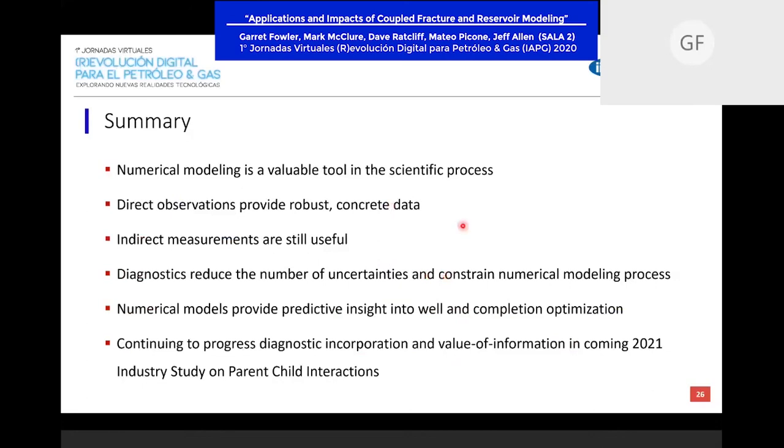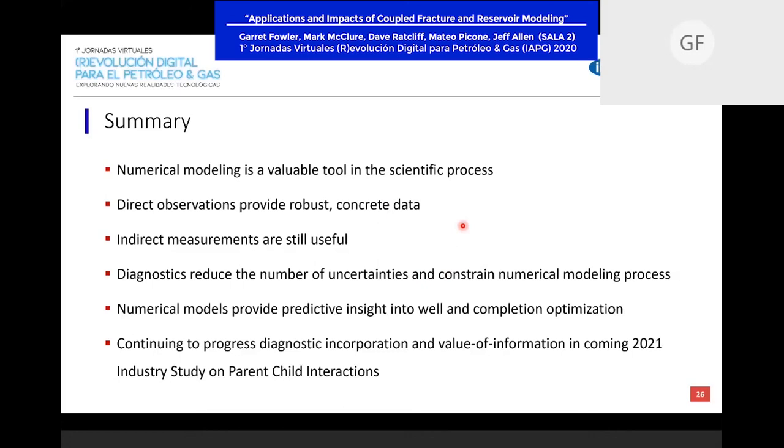Direct observations provide very robust, concrete data that we're measuring explicitly at a point in time. But indirect measurements are also still useful, like microseismic and DFIT and step rate testing. There is just more of an uncertainty band around those measurements. Those diagnostics reduce uncertainty in the model and help us calibrate. And then those models improve the insights and can be utilized in an optimization sense to improve the economics and returns to the operator.